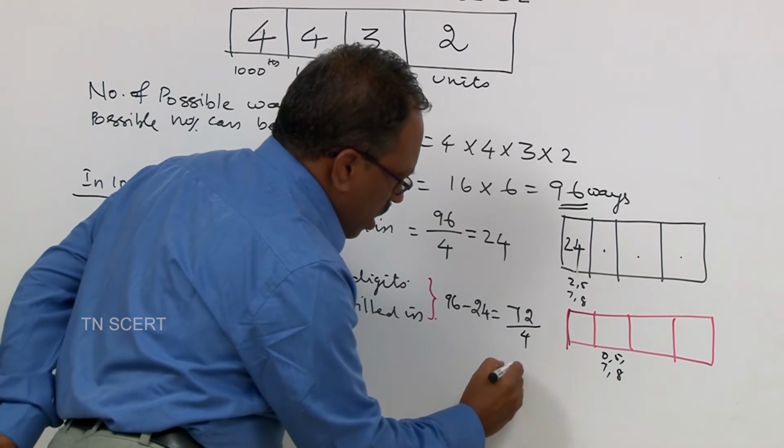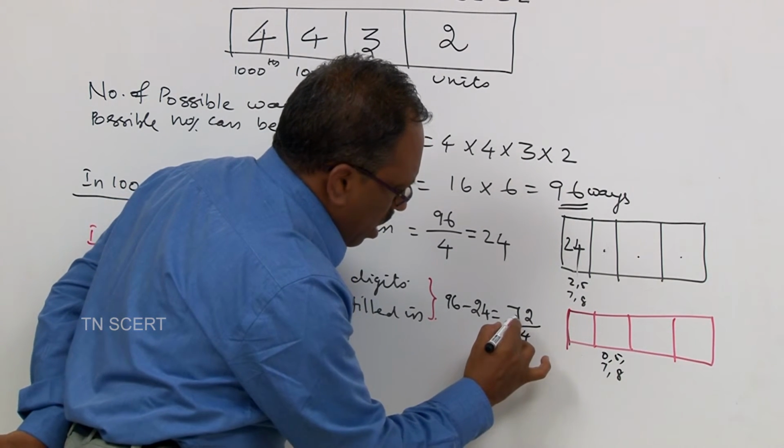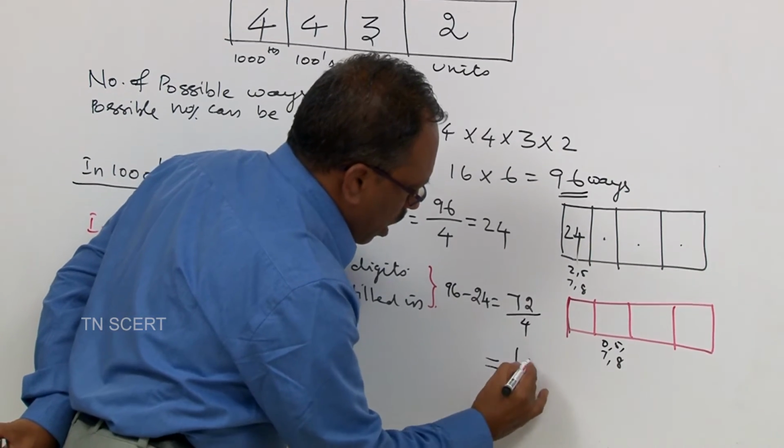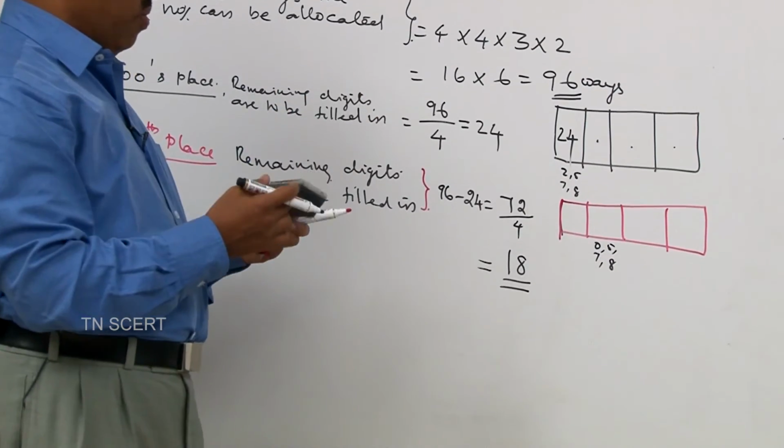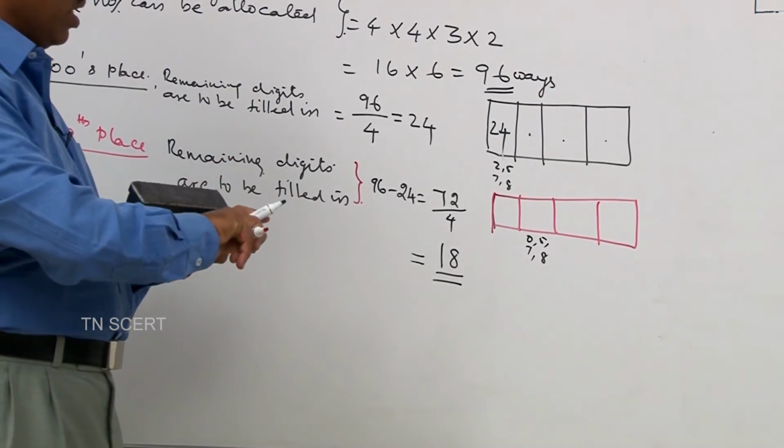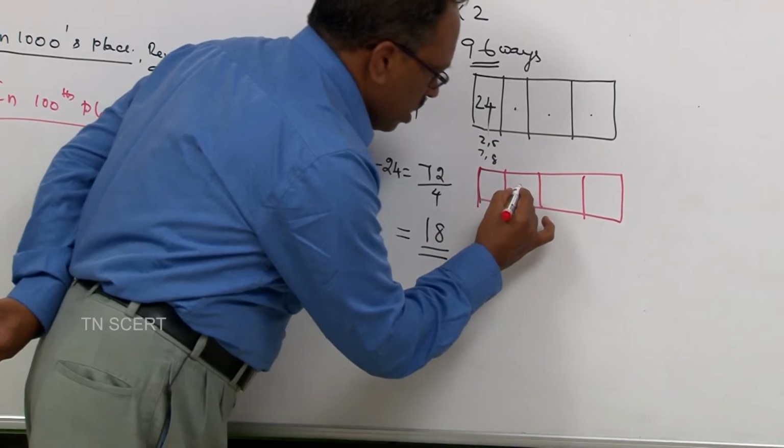It is nothing but 1, and then 8 4s are 32. So now the second column is to be filled up. So how many ways? Now it is 18 ways, remember that.